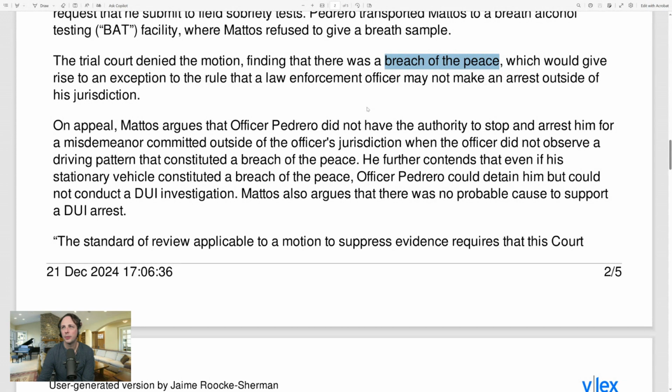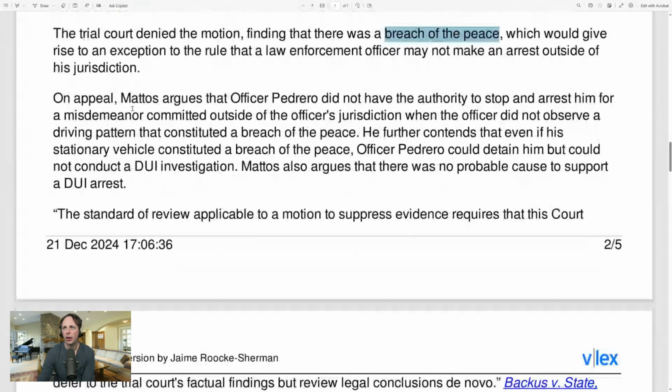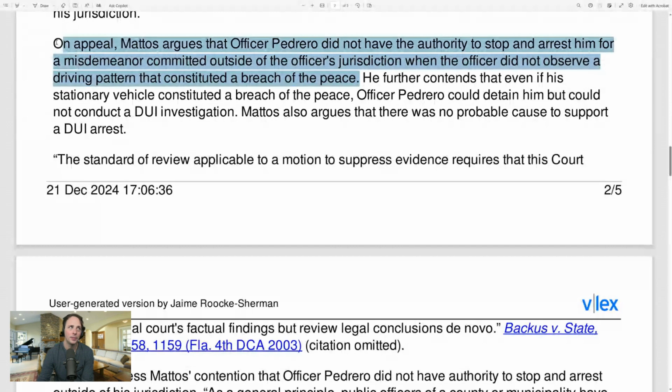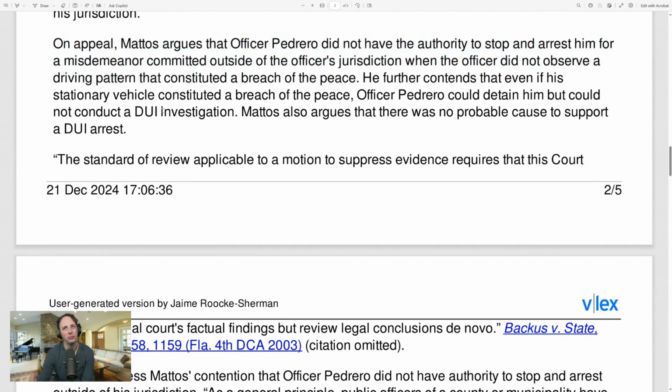So on appeal, Matos argues that Officer Pedreo did not have the authority to stop and arrest him for a misdemeanor committed outside the officer's jurisdiction when the officer did not observe the driving pattern that constituted a breach of the peace. So notice here, it's not a felony this time. Citizen's arrest, we're dealing with a misdemeanor. So that's much more limited. And now we have to figure out, okay, well, what's the common law misdemeanor citizen's arrest?